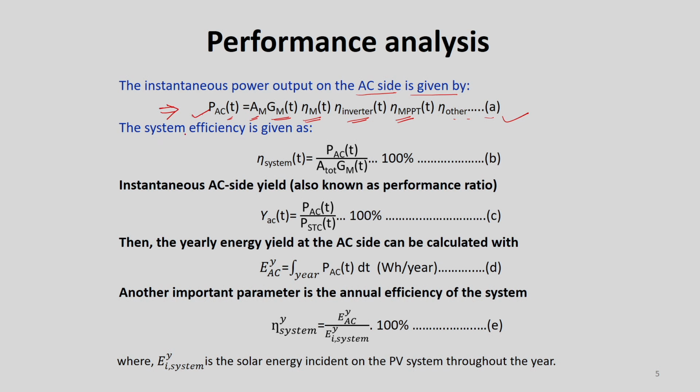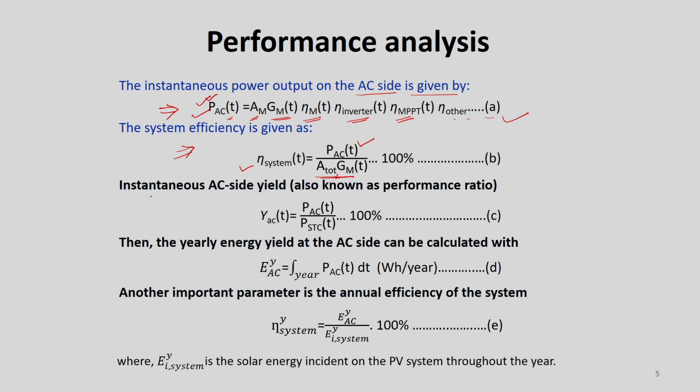And if we are interested to calculate the system efficiency, then we can use this equation. If we know PAC, the parameter we have just derived, and if we know the amount of radiation falling on that particular site and area, then from that we can calculate the system efficiency.